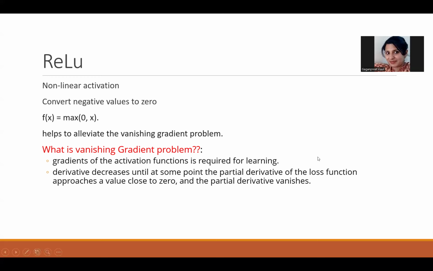And second, it helps to alleviate the vanishing gradient problem. Vanishing gradient problem is a very important problem which comes with the sigmoidal activation functions. Because sigmoidal के अंदर जो मेरा output आता है, that is limited by some value which is between 0 and 1.